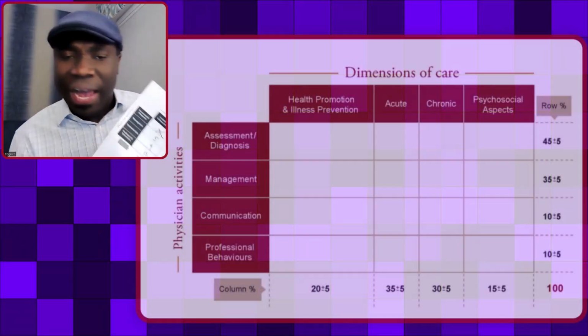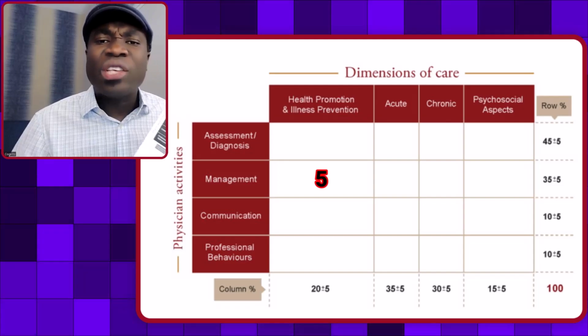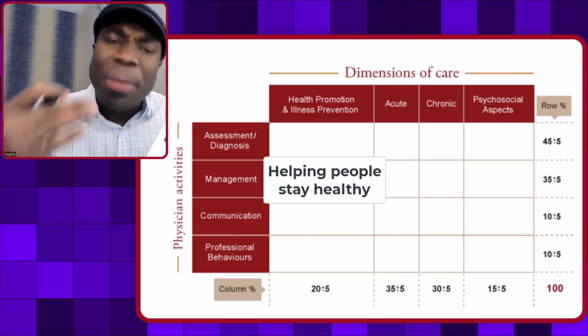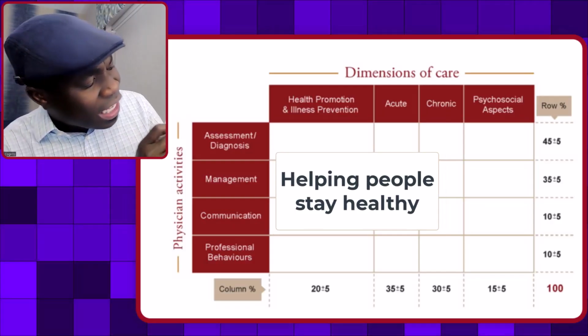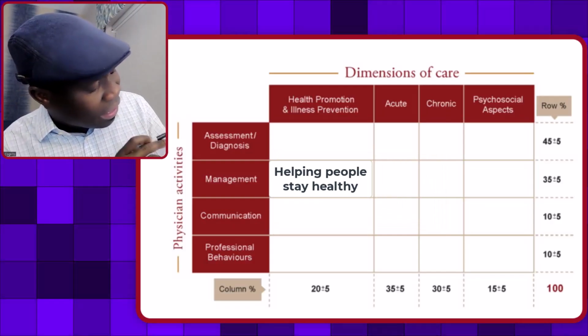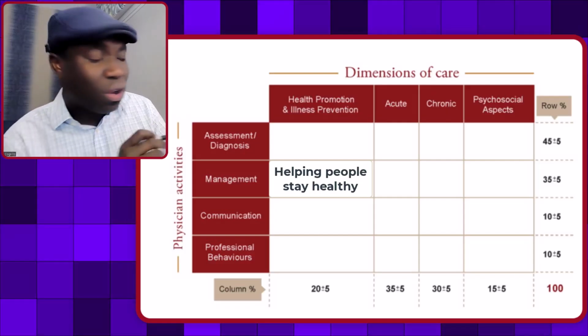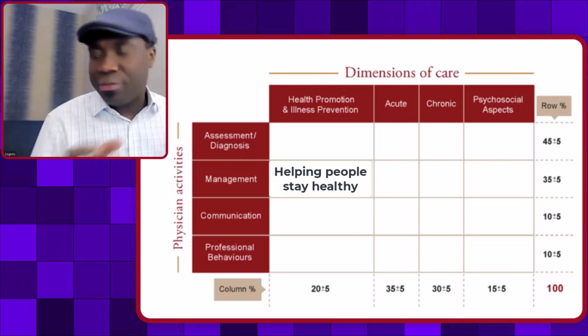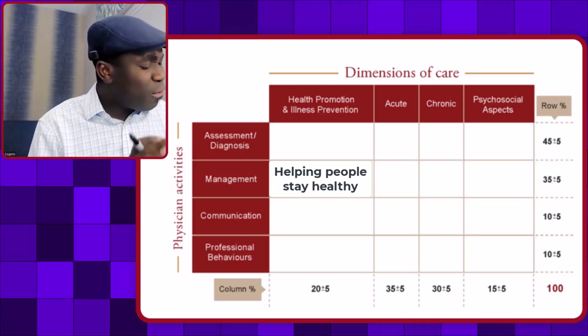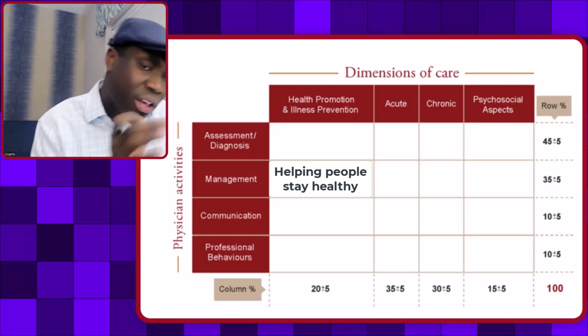Let's go to box 5. So box 5 is what I call helping people stay healthy. Why do I say that? This is illness promotion and illness prevention, as well as management of that. So this is why I'm saying helping people stay healthy. And this one focuses on management and health promotion.